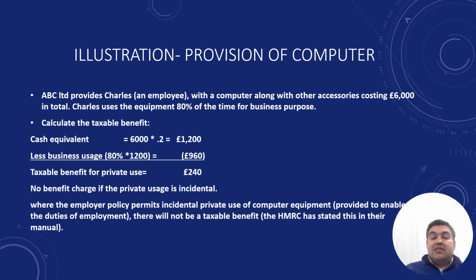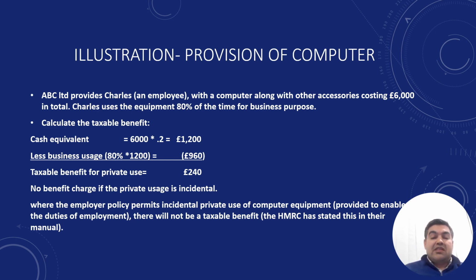Now, ABC Limited provides Charles, an employee, with a computer along with other accessories. The total cost is 6,000. In this case, Charles used the equipment 80% of the time for business purposes. So remember, you remove that business element because the business element is not subject to tax. Obviously, it's an employer responsibility to provide equipment to an employee for the reason of the business, so there's no taxable benefit. The taxable benefit only arises if there's a private usage.